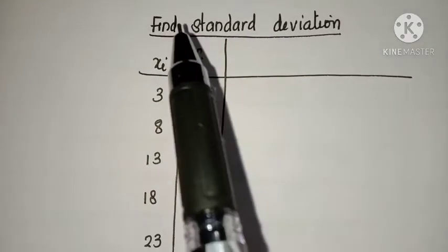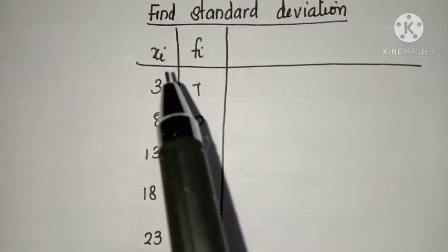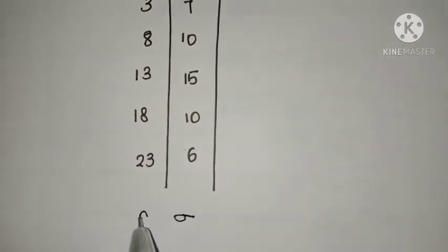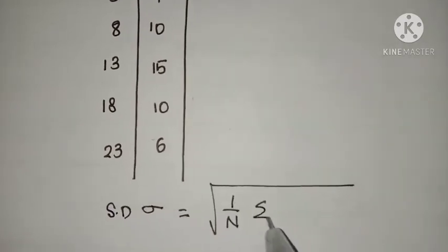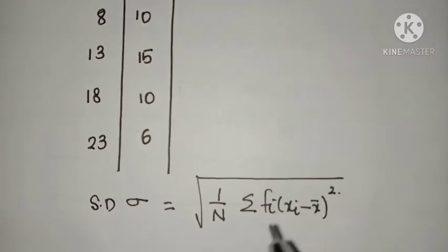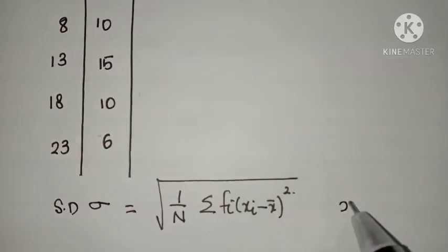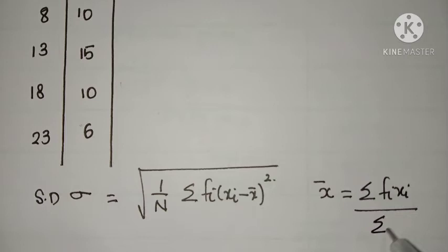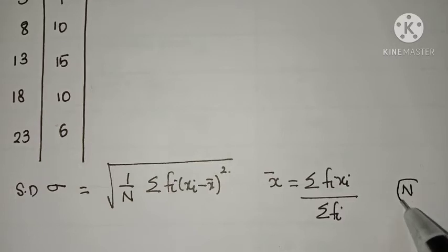See this example. Find the standard deviation of the given data. It is a group of data because values and frequencies are given. Now listen, standard deviation sigma is obtained by the root of 1 by n into sigma fi into (xi minus x bar) whole square. So to obtain this expression, first we need to find x bar. Now x bar is obtained by sigma fi xi divided by sigma fi. Listen, this sigma fi is the same as n.